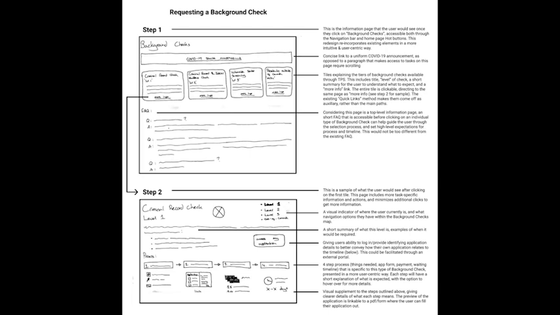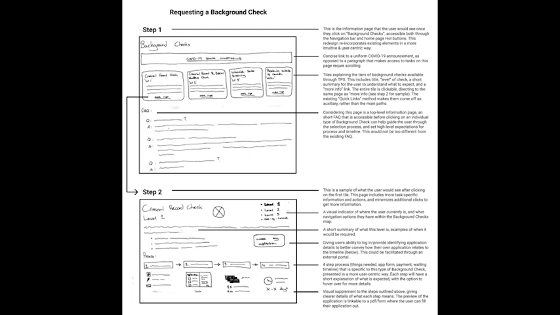User can navigate to the background check page through either the hot button on the home page or the main navigation menu. The page is redesigned to have a concise link to COVID-19 information as opposed to a paragraph that makes access to tasks on the page require scrolling.